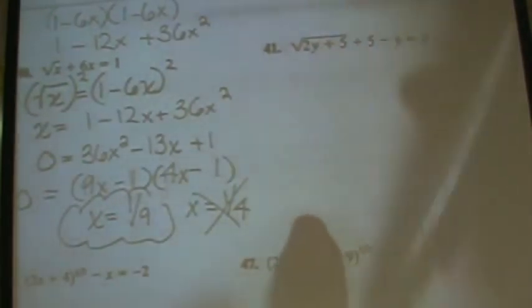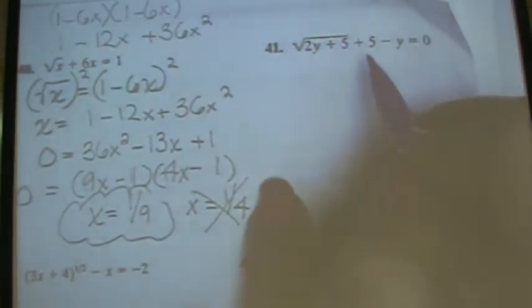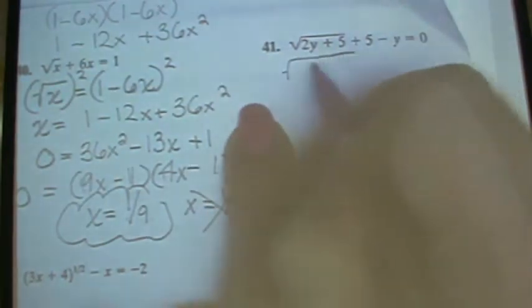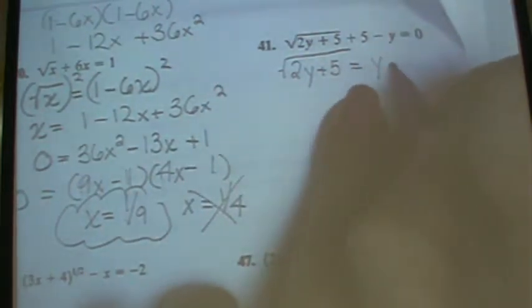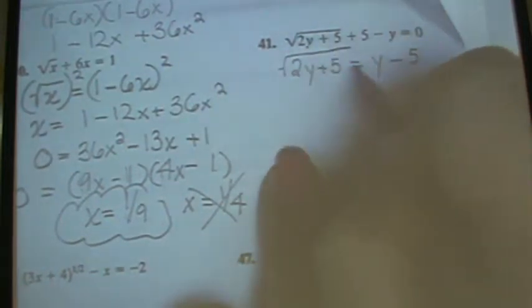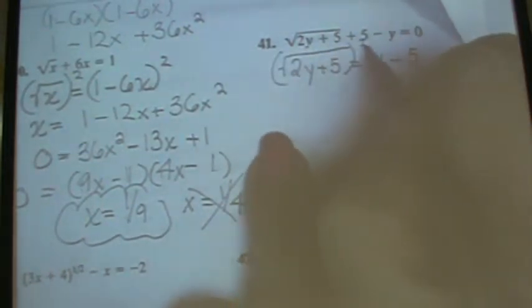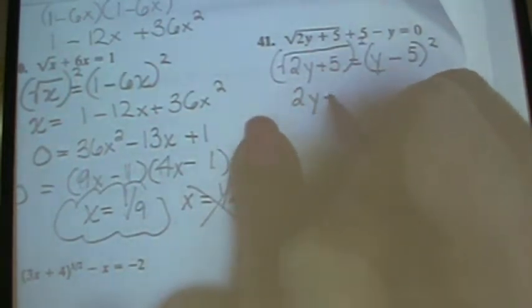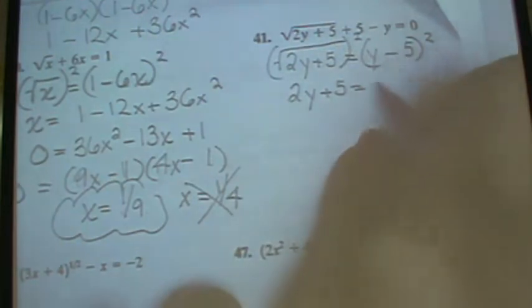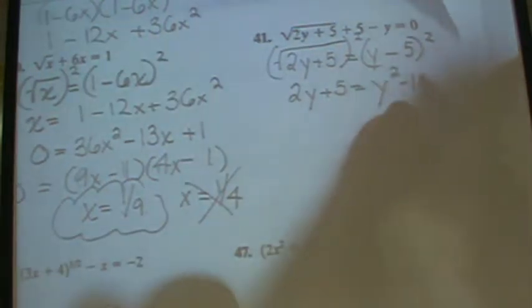And 41, you're going to bring both of these to the other side. This y will become a positive, and this 5 will become a negative. So when you square both sides, you get 2y plus 5 equals, this side squared is y squared minus 10y plus 25.